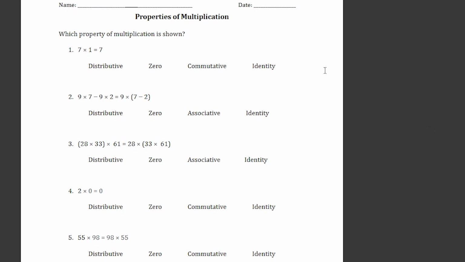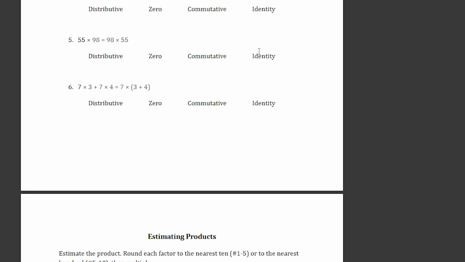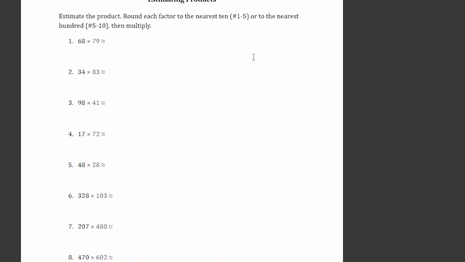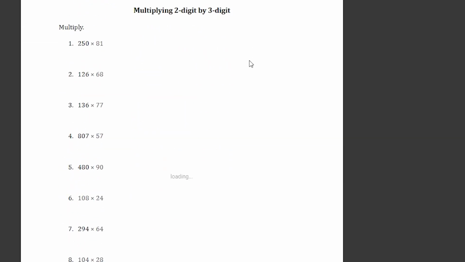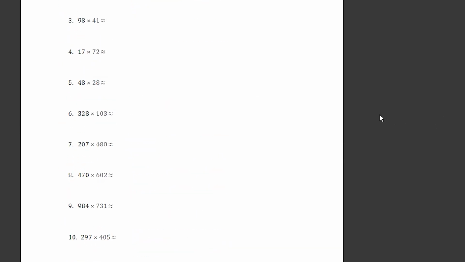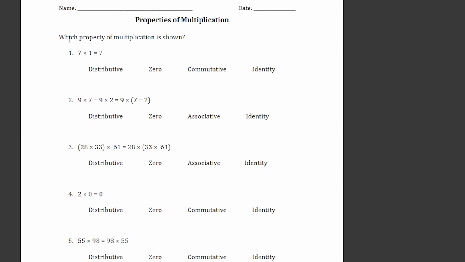In today's lesson, we're going to be learning the properties of multiplication, estimating products, multiplying 2 digits by 2 digits, and multiplying 3 digits by 2 digits. So for the first page, we have 4 options for each question, which are either the distributive property, zero property, commutative property, identity property, or associative property.